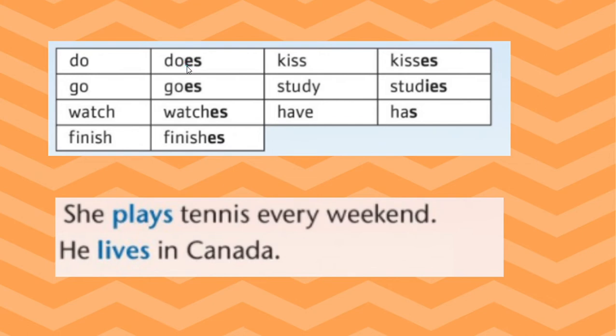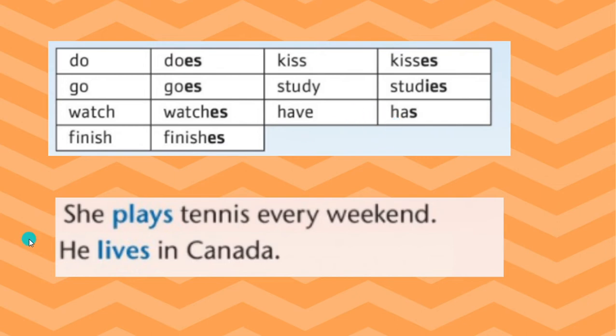He does. Same with go. It's gonna be, for example, you go, but if we have she, it's gonna be she goes. Watch, watches, finish, finishes, kiss, kisses, study. With study, we're gonna delete y and we're gonna add es. Y latina e-es, right? She studies. And have, it's gonna be has. For example, she has brown eyes. Ella tiene los ojos café. Va a ser has. Okay?